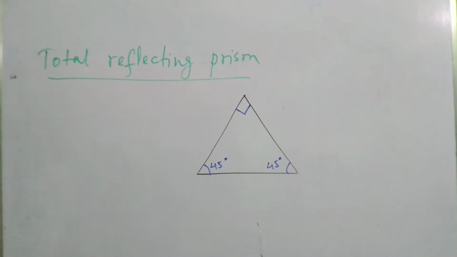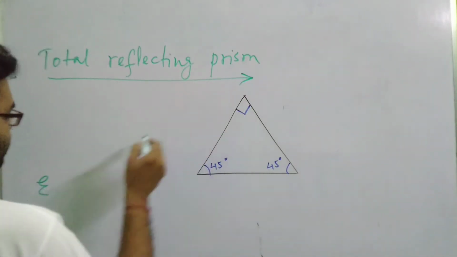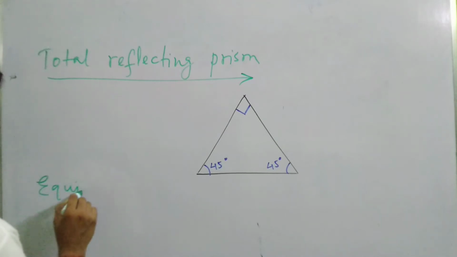Fine. And what about equilateral prism? So viewing this figure, you can easily understand that equilateral prism is something in which this triangular cross section will have all 60 degree angles, isn't it? So this is total reflecting prism, and equilateral prism.